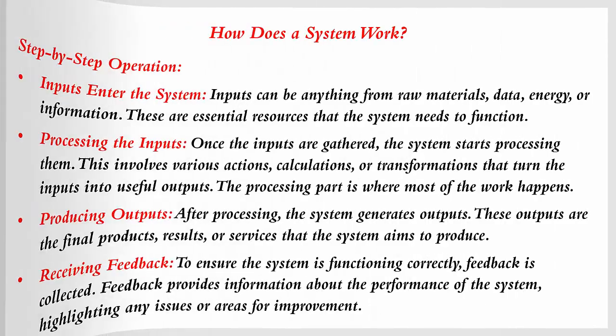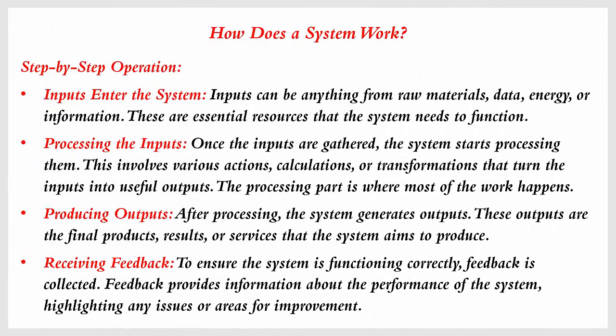How does a system work? Step-by-step operation. 1. Inputs enter the system. Inputs can be anything from raw materials, data, energy, or information. These are essential resources that the system needs to function.